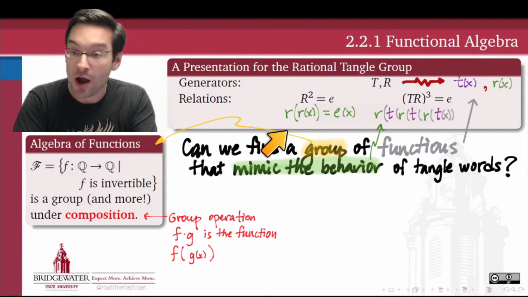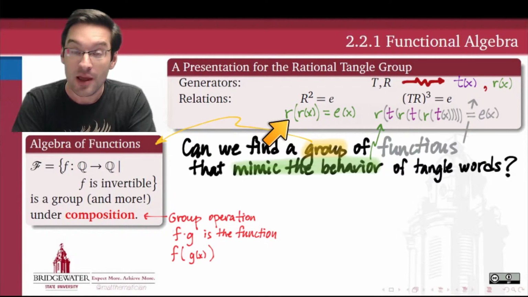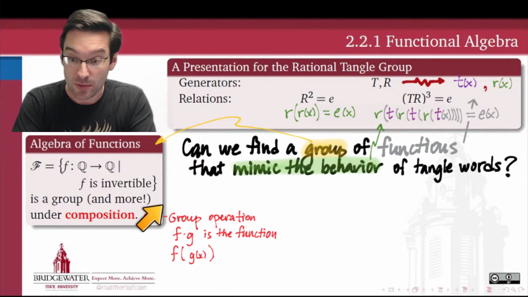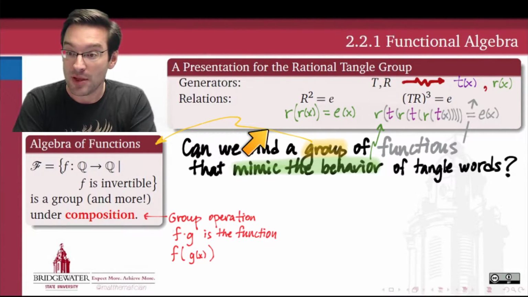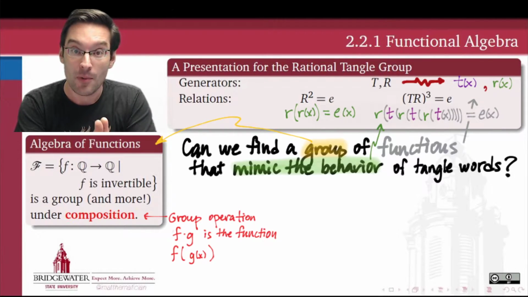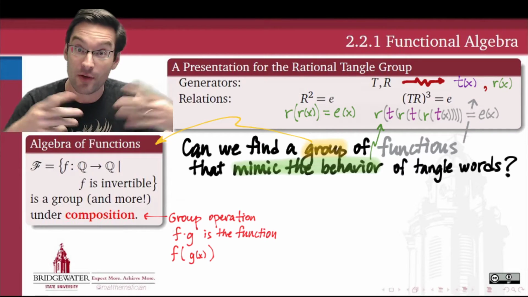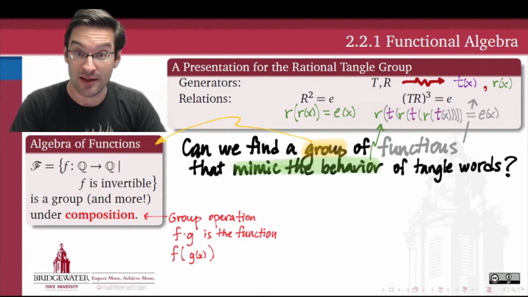So I want a little r function. If it's going to represent the rotation, we need it to, when I compose it with itself twice, be able to get the identity function. And likewise for t followed by r. When I compose t followed by r with itself 3 times in succession, I need to get the identity.